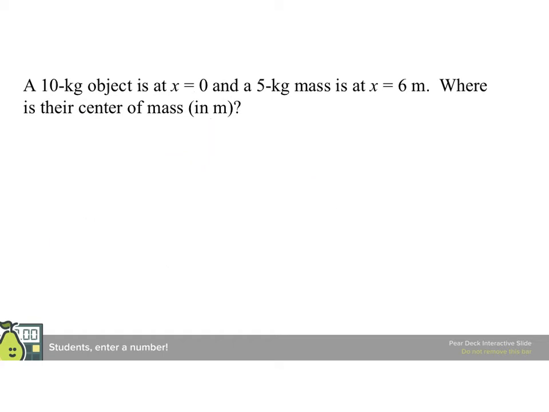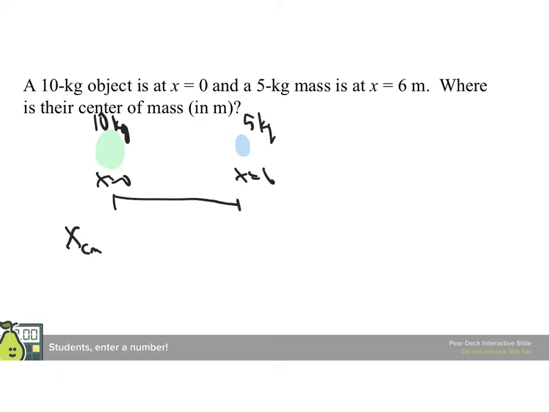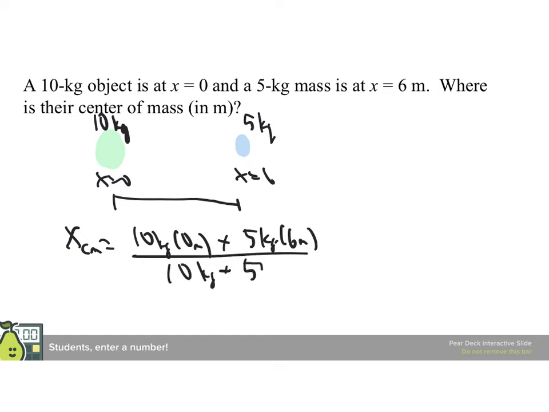All right, how about a 10 kilogram object at the origin and a 5 kilogram object 6 meters away? And your first instinct might be, well, it will be the same place. And that's not true, but also not false. In other words, you have to be careful what you mean when you say that. We would say that now x_CM is 10 kilograms times 0 meters plus 5 kilograms times 6 meters, all over 10 kilograms plus 5 kilograms, which is 30 kilogram meters over 15 kilograms, or 2 meters.